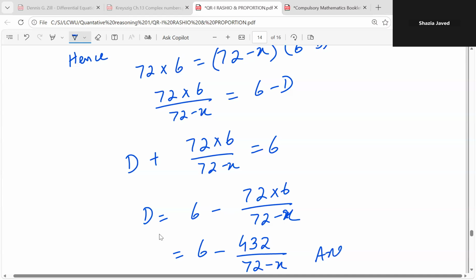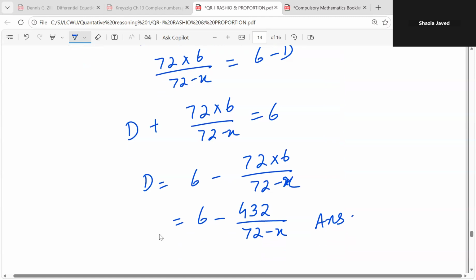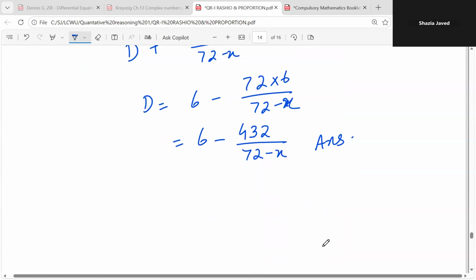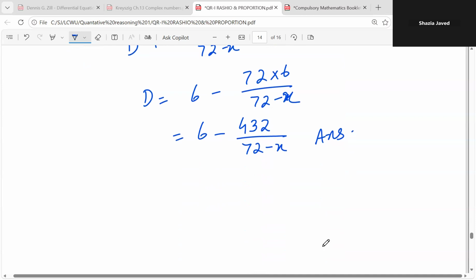This will be your answer because you are not given the value of x. If you were given the value of x, you could have used that value to get the answer. Now you will write the answer in this form. Okay?